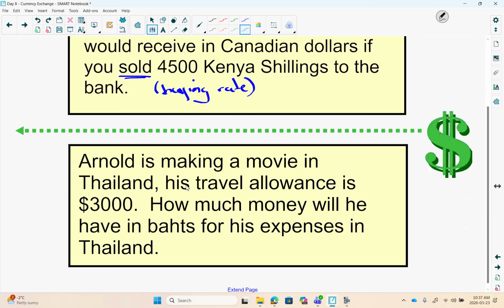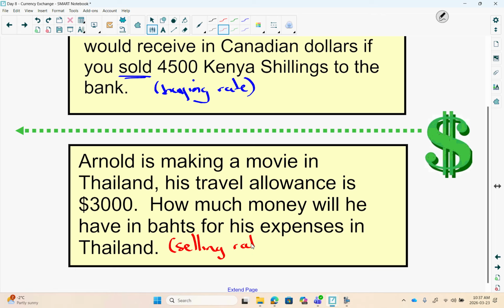And in the next one, Arnold is making a movie in Thailand. His travel allowance is $3,000. How much money will he have in baht? You're looking to buy baht. That is the currency in Thailand. So for this one, you'd use the selling rate.